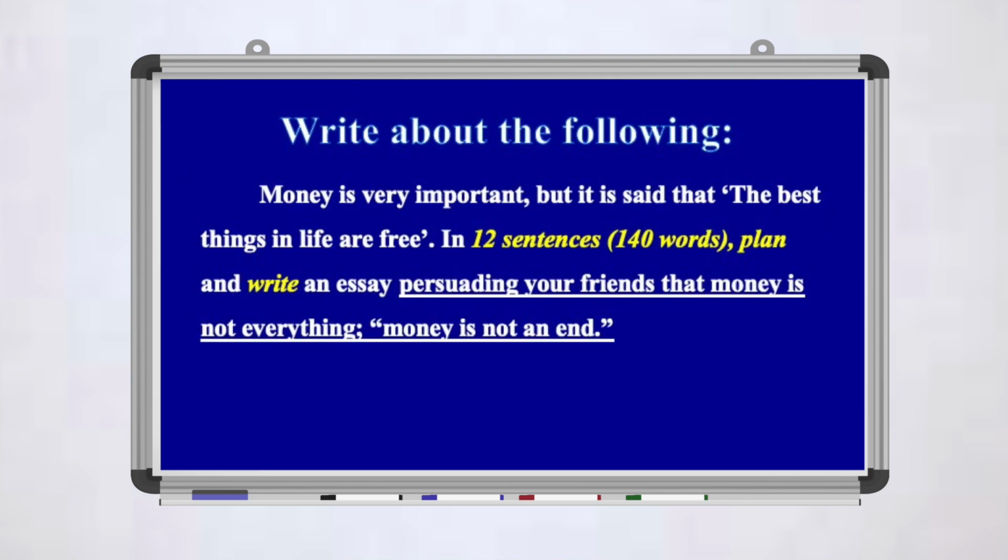If the question is, money is very important, but it is said that the best things in life are for free. In 12 sentences, plan and write an essay persuading your friends that money is not everything, money is not an end. How are you going to write an essay about this? First, remember to plan before you write. The plan will be the outline.